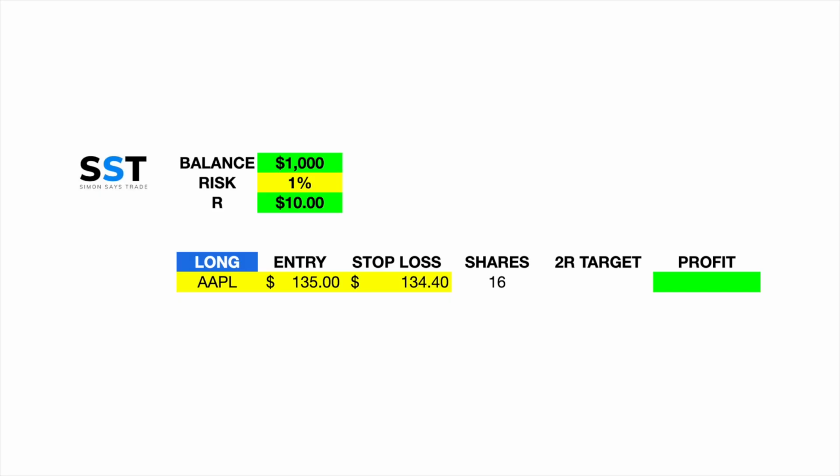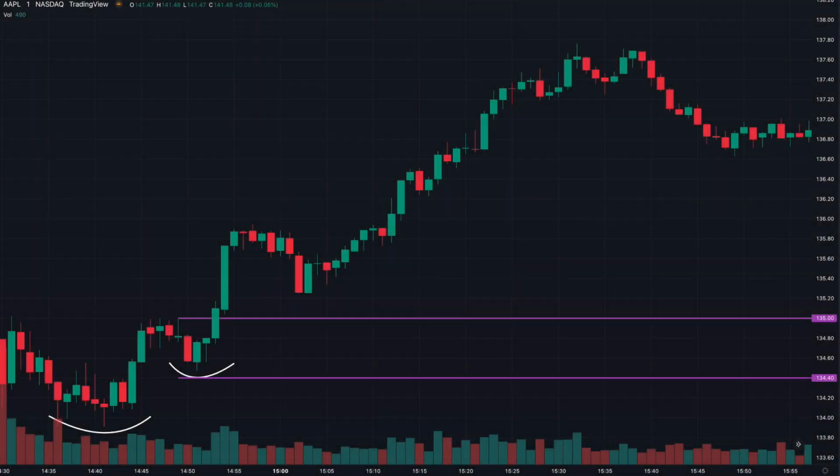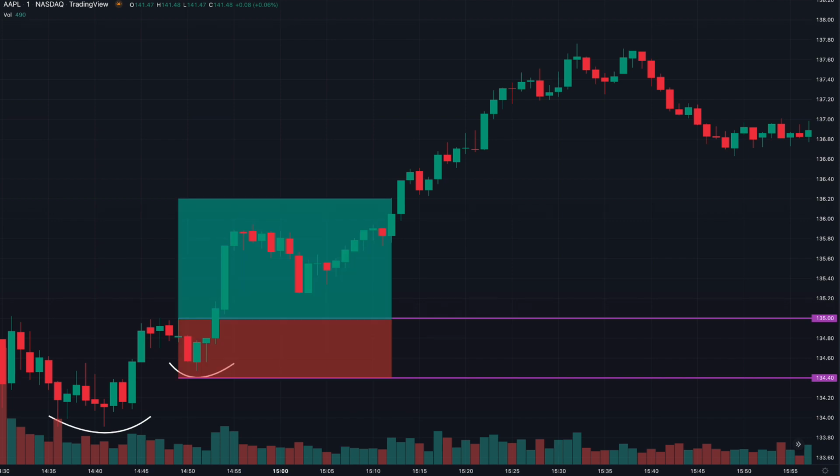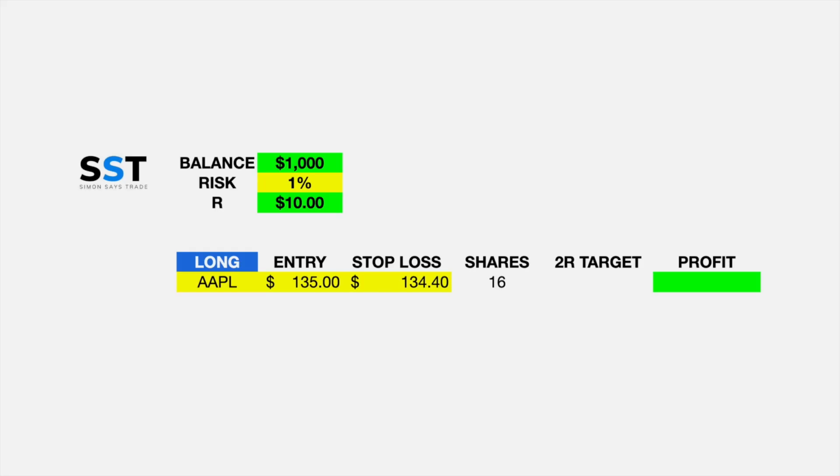Reward is the final piece of the puzzle. Every trade should have a minimum target of 2 times risk. So in this Apple example, a 60-cent stop loss requires a $1.20 win. We would therefore look to close the trade at a minimum of 136.20 for a 2R win.